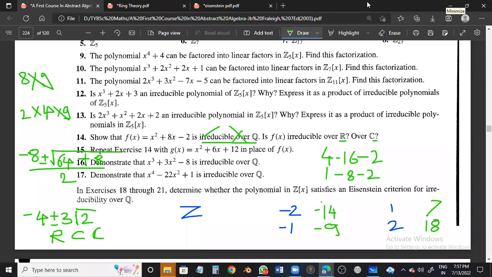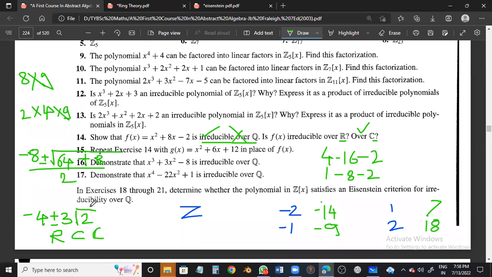Please write this as f of x has no zero in Z. So it has no root. I mean, it has no factors in Q of x. But factorization is possible in R, and the factors are -4 plus minus 3 root 2. So f of x is reducible over R, it can be factorized in R of x. And if it can be factorized in R of x, naturally it can be factorized in C of x also.